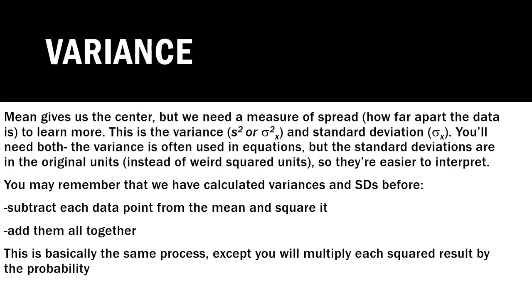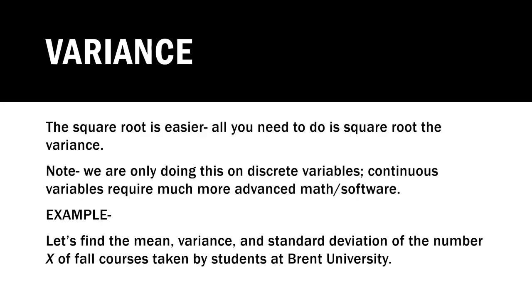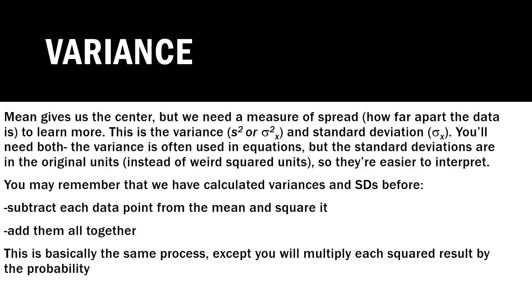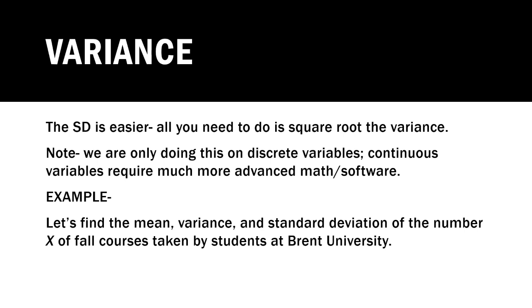So we have calculated variance and standard deviations before. A quick reminder, what you do is subtract each data point from the mean and square the difference. Then you add all of them together. It's basically the same process, except you'll multiply each squared result by the probability. That'll get you the variance. All right, so the standard deviation is a good bit easier. All you have to do is, once you find the variance, just square root that guy.